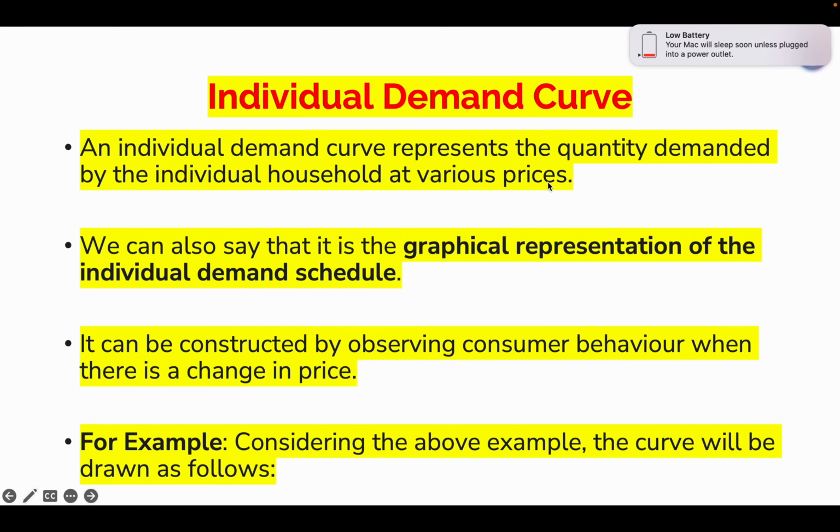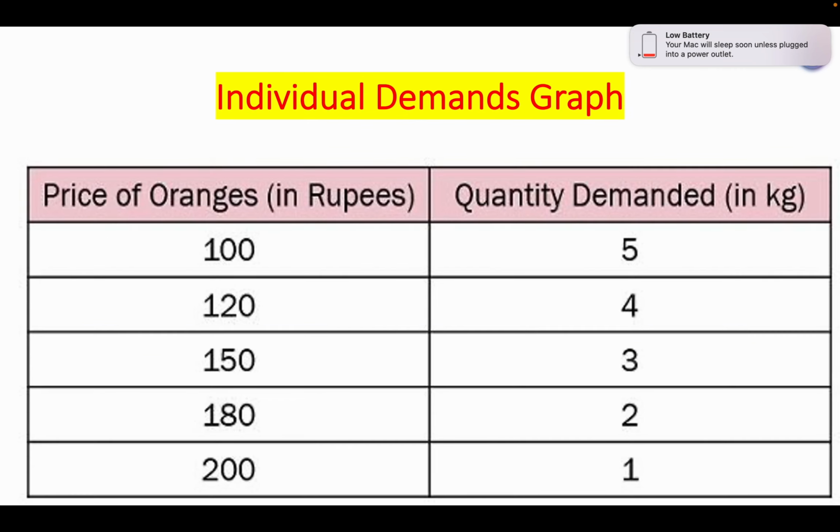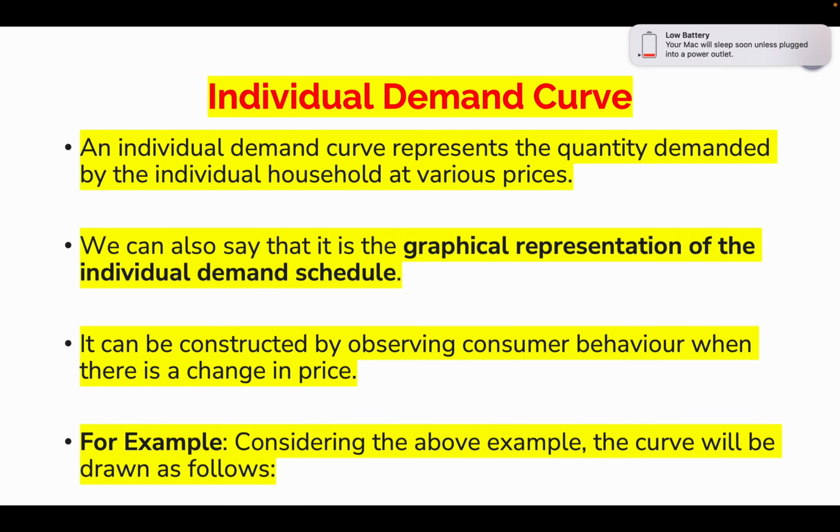Here the curve we are talking about is the individual demand curve. An individual demand curve represents the quantity demanded by the individual household at various prices. We can also say that it's a graphical representation of the individual demand schedule. Here you will see that when the price is 100, we demand 5 kg, and at the same time when it is 200, the quantity I'm demanding is 1 kg. So I'm giving you this example. Considering the above example, the curve will be drawn as follows.